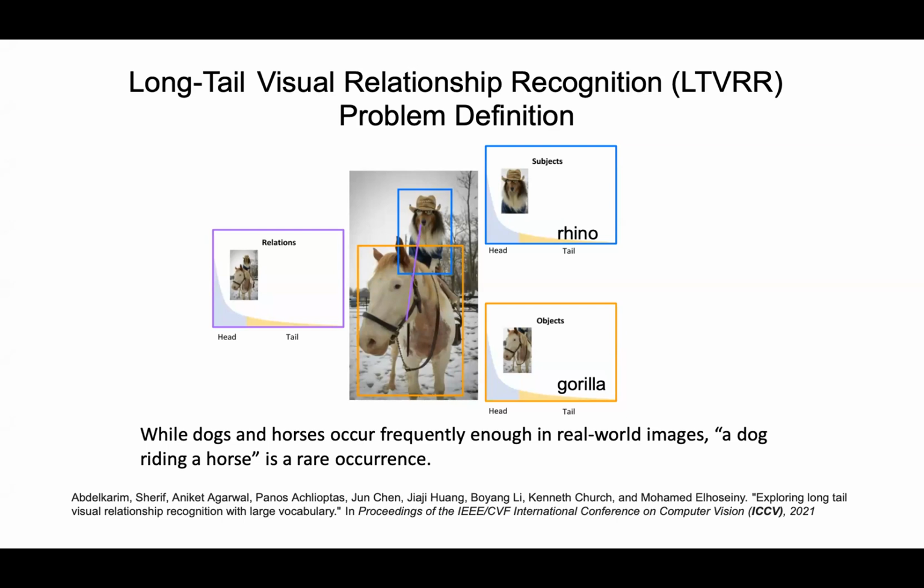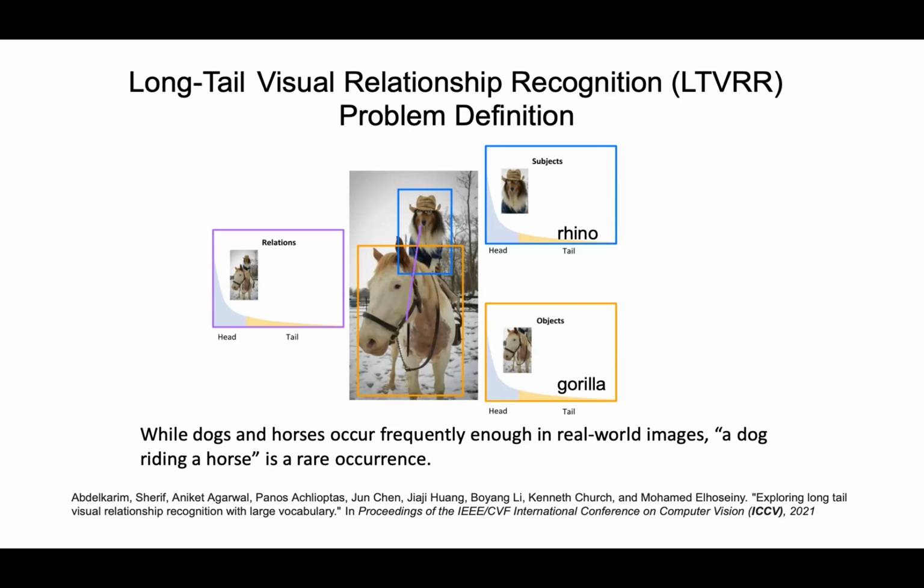Visual relationship recognition is the task of recognizing the relation between one subject and one object. Long-tail visual relationship recognition is to detect the relation for those very infrequent relations. Those relations might be very rare in the real world, or rare for those particular subjects and objects. Let's take this image as an example.